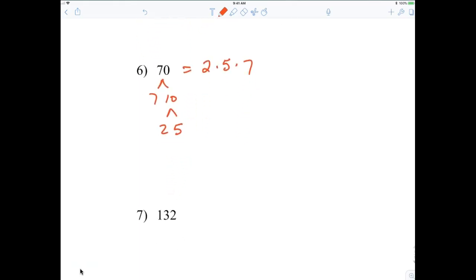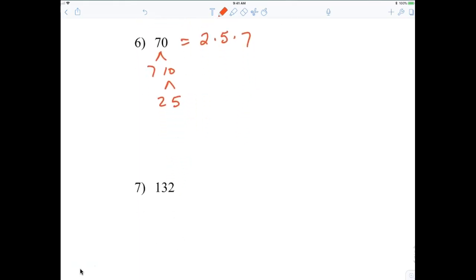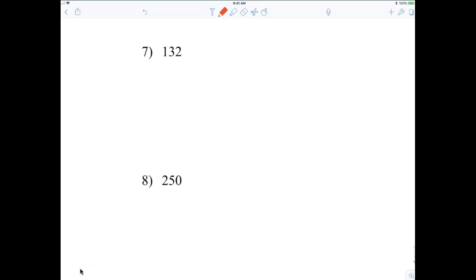Can I do the next one? Yeah, we're just going in order. That's 11 times 12. Wow, that's good. Not many people know that. 12 is 4 times 3, and then 4 is 2 times 2. And so that's 2 to the second times 3 times 11. That's perfect. Does everybody remember that?